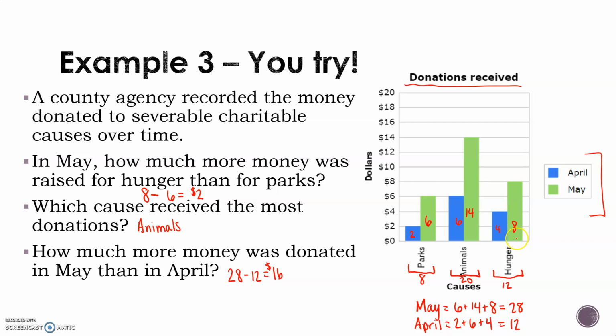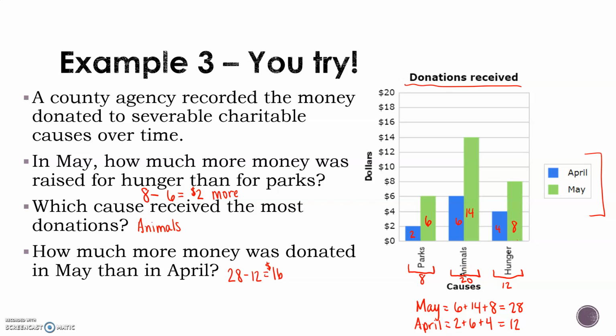For hunger in May, there was $8 and parks had $6, so $2 more. Which cause received the most donations? So I looked at the total. Parks raised $8, animals $20, and hunger raised $12. So animals raised the most money with $20.